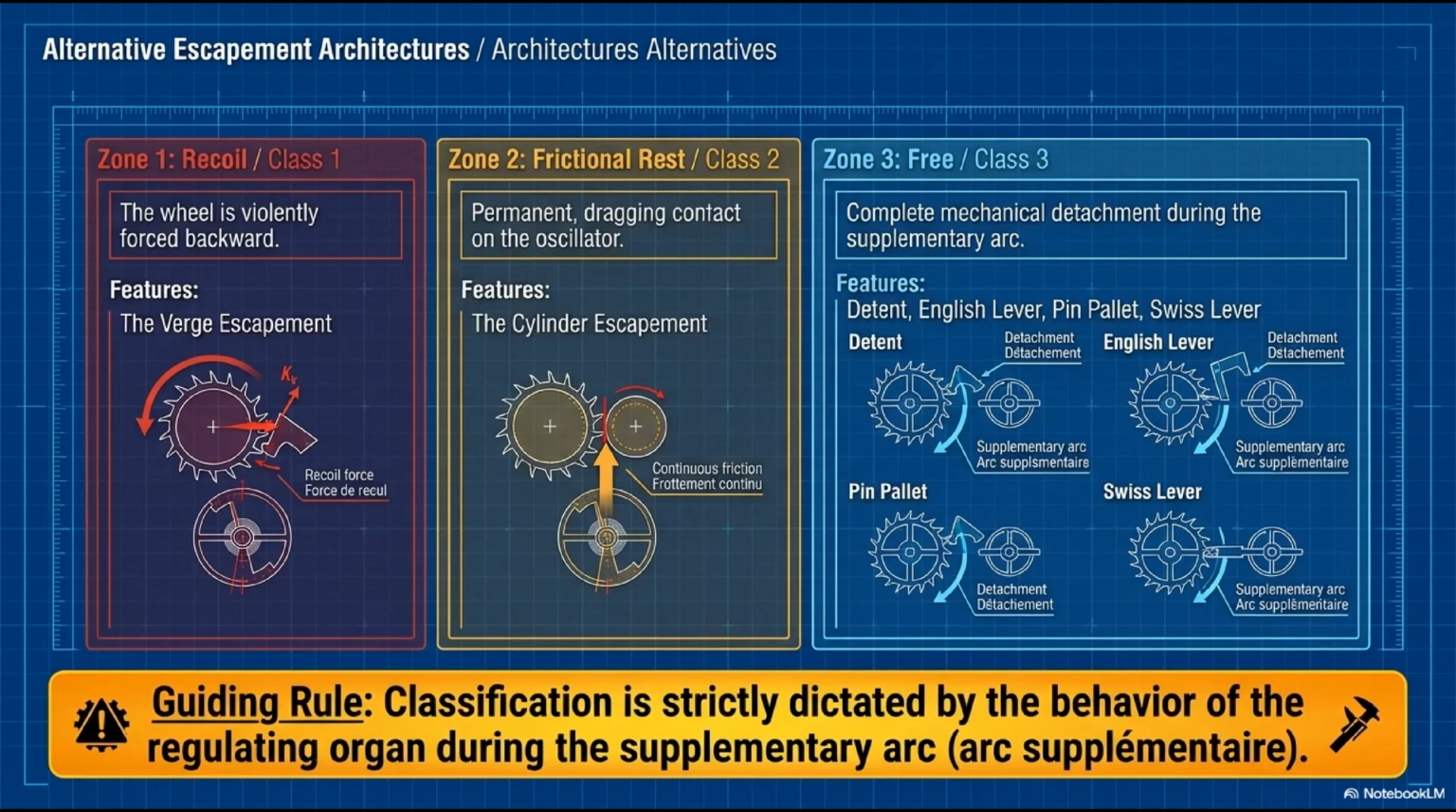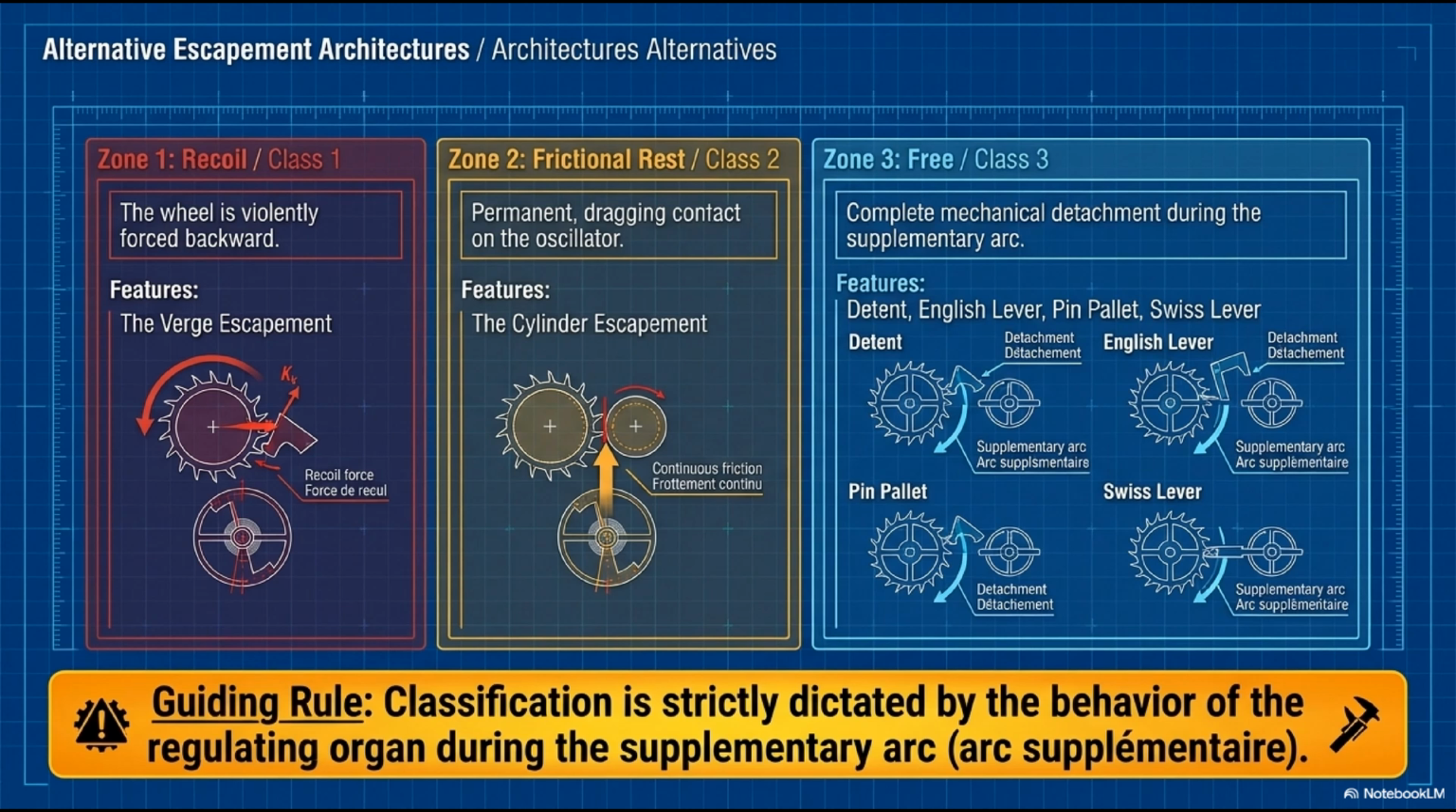Section 6.7 presents the complete taxonomy of escapement types. This slide maps all 6 types we will cover into the 3-class framework. Left zone is Class 1, recoil, the wheel is violently forced backward during the locking period. The verge escapement is the example. Constant recoil, no free arc, fundamentally incompatible with precision.